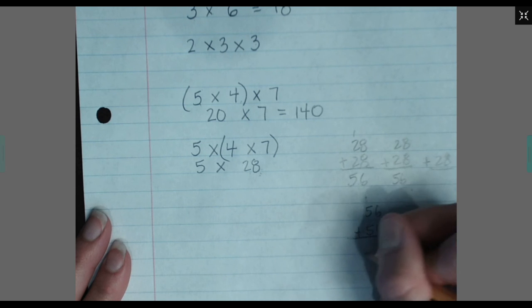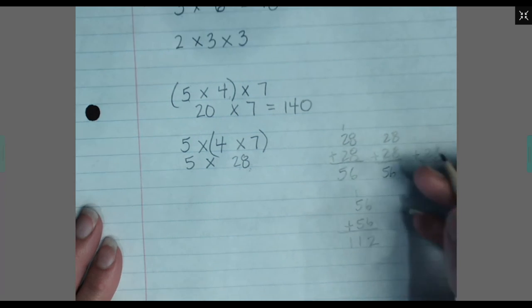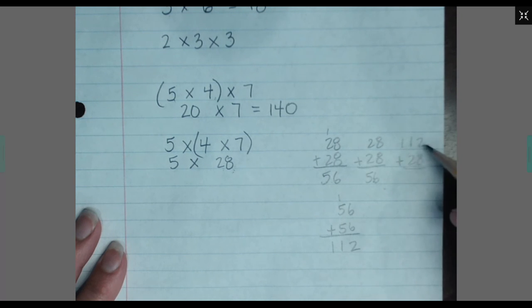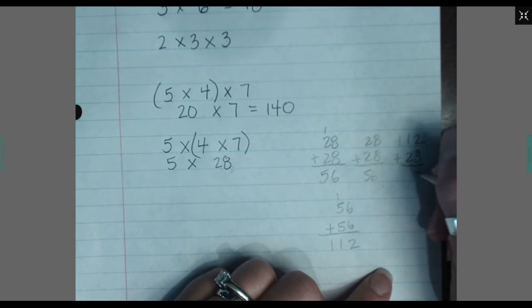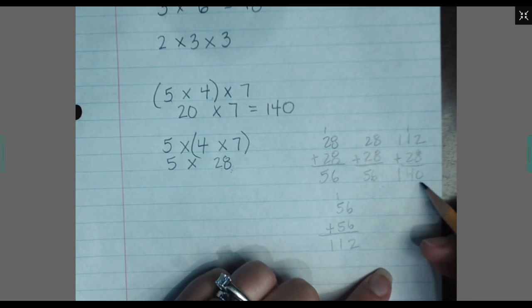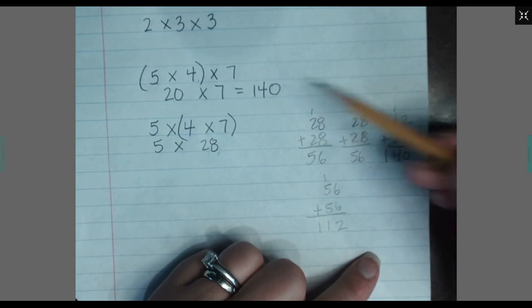112. 8 plus 2 is 10. Carry my 1. That is 4, and I get 140. I get the same exact answer. If you're ready for long digit multiplication, you could do that route. 28 times 5.